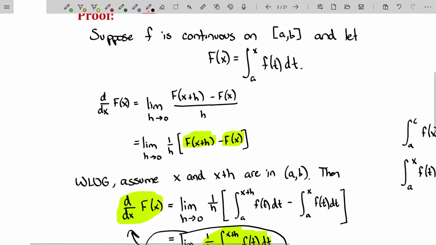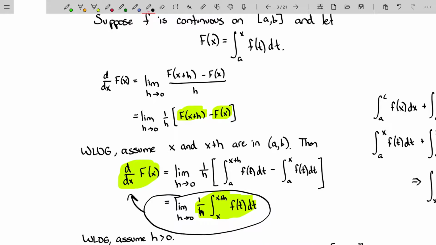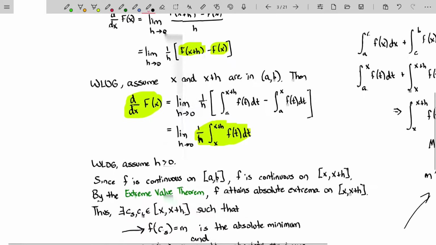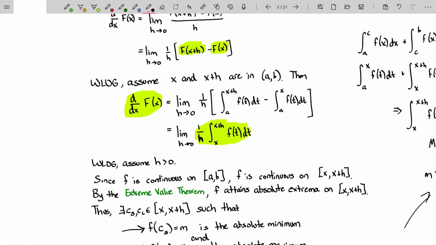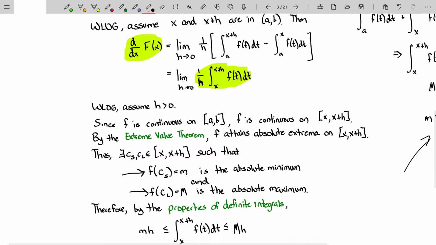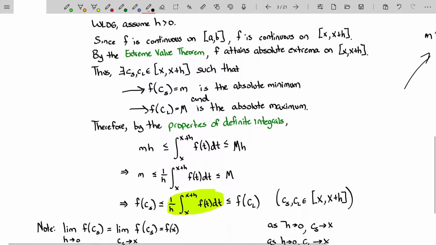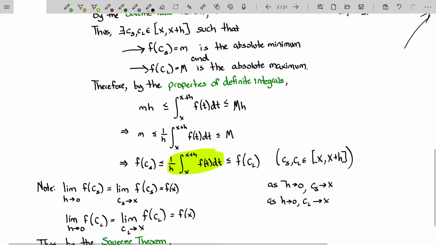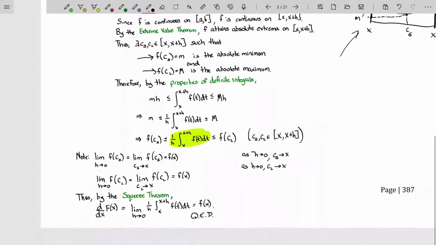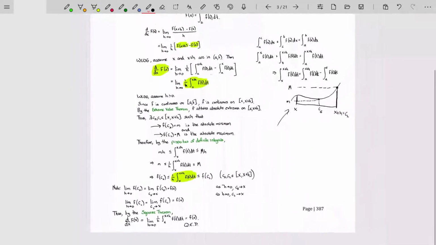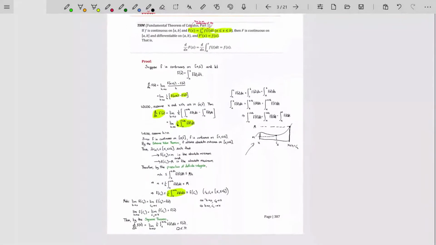And then we moved on to using limits and using properties of integrals to split definite integrals. And then we started using continuity and the extreme value theorem. And then we used properties of definite integrals again to bound it. And then we used the squeeze theorem. Really, really awesome use of theory to prove something, one of the most important theorems in all of calculus.